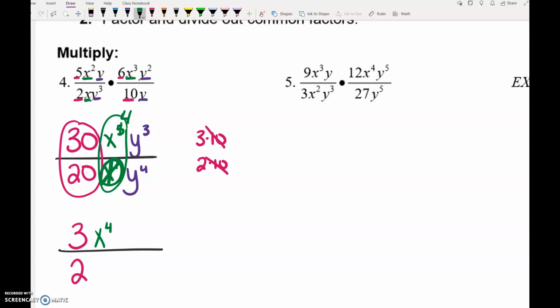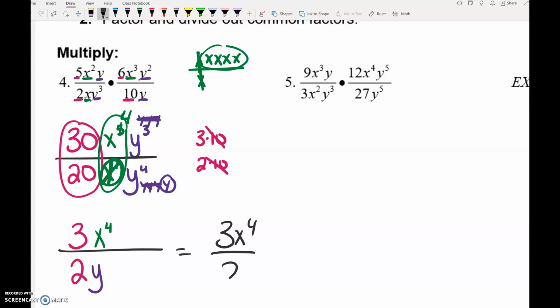So I kind of made a mess of it, but basically it means that x to the fifth is like that, and x is like that on the bottom. They want one of the x's to cancel out one of the x's, so there's still 4 of them left on the top. So using that method of thinking, y to the third means that there's 3 y's on the top. Y to the fourth means that there's 4 on the bottom. The 3 on the top will cancel out 3 on the bottom, leaving 1 left on the bottom. So ultimately our answer here is 3x to the fourth over 2y.